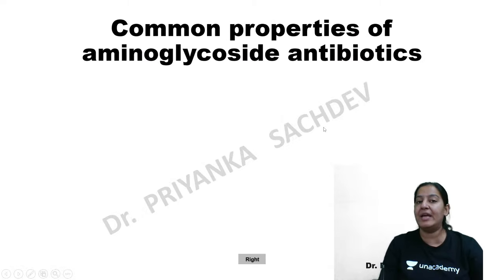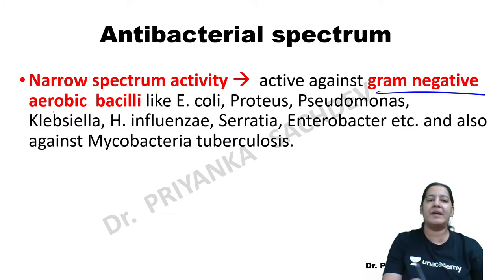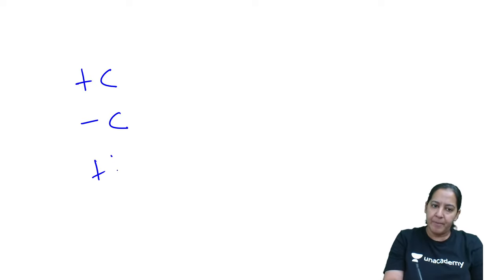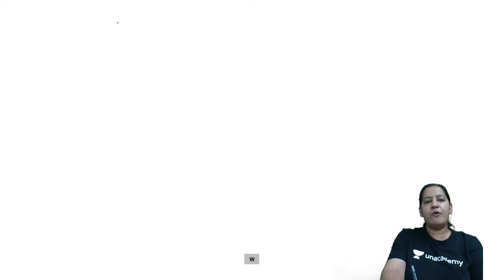Now, spectrum is very unique. It acts against only gram-negative bacilli. There are 4 types of organisms now: gram-positive cocci, gram-negative cocci, gram-positive bacilli, gram-negative bacilli. I want to tell you a very unique thing. Listen, what 4 antibiotics I am telling you in today's chapter, today's topic.